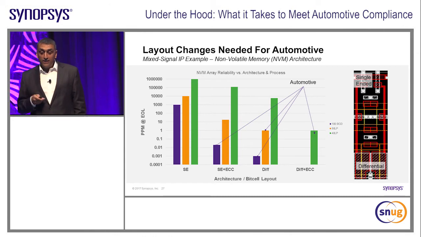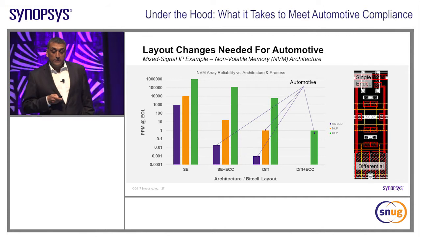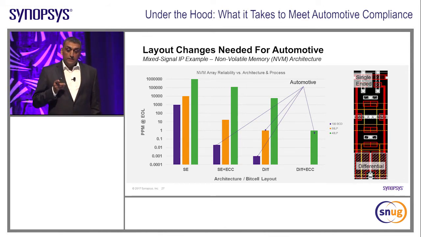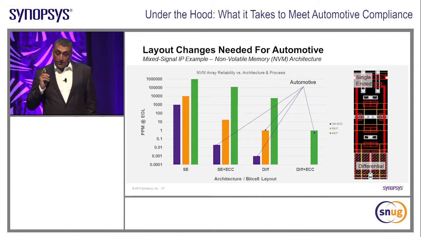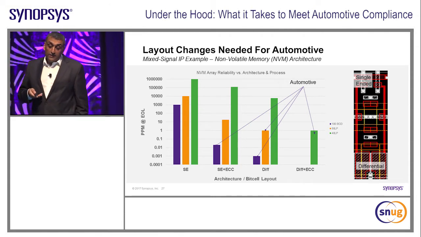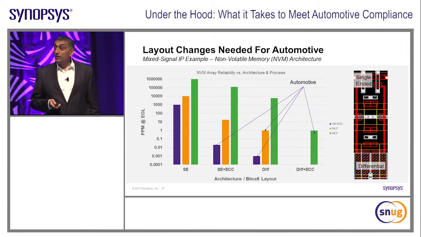And if you're interested, on the layouts on the right-hand side, the top represents the single-ended, and the bottom represents the differential. So the key message is that at more advanced nodes, you need to compensate for the higher likelihood of floating gate failures by basically having a larger bit cell.